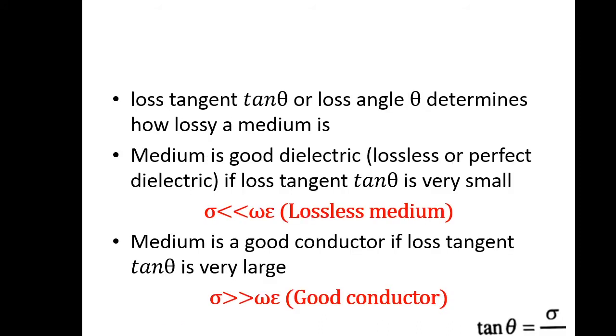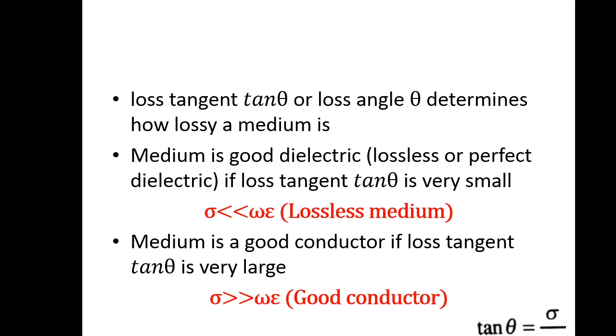Now what is the significance of Loss tangent or Loss angle? This value determines how lossy a medium is. How lossy means how much loss occurs in a medium. A lossy dielectric means that when an electromagnetic wave propagates through a medium, some power is lost due to the imperfect dielectric. A dielectric is expected to have no loss at all, but when an electromagnetic wave travels through the dielectric, some power is lost. That loss can be measured by using Loss tangent or Loss angle. So that is the significance of this value.